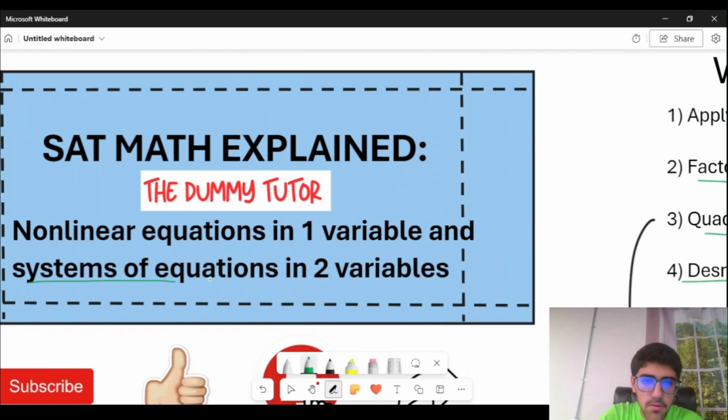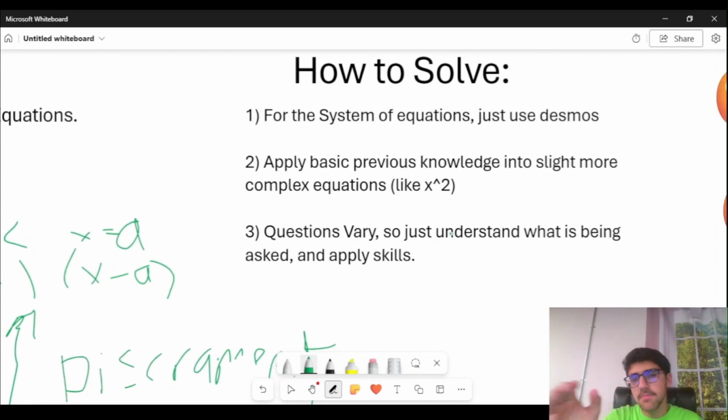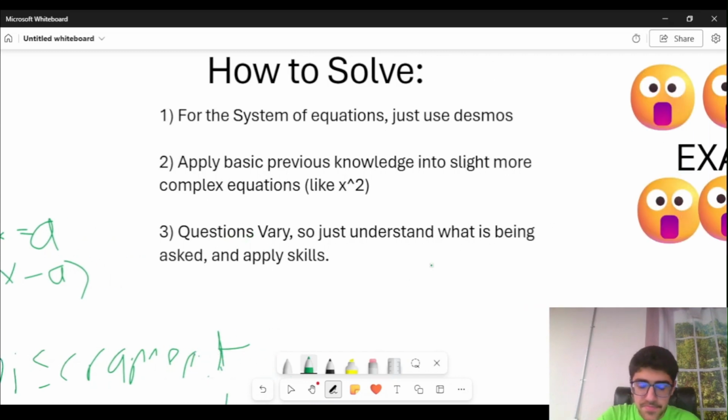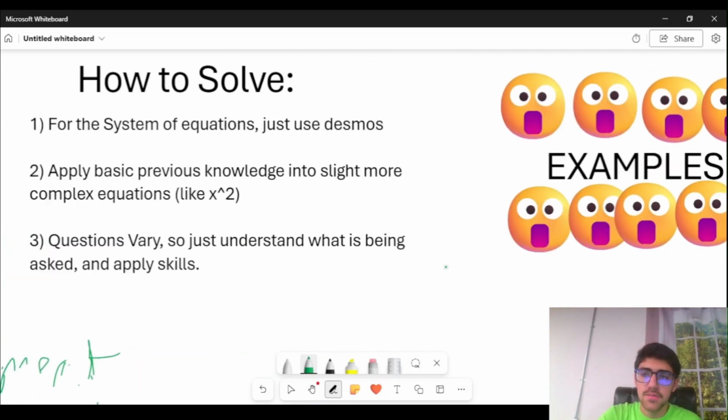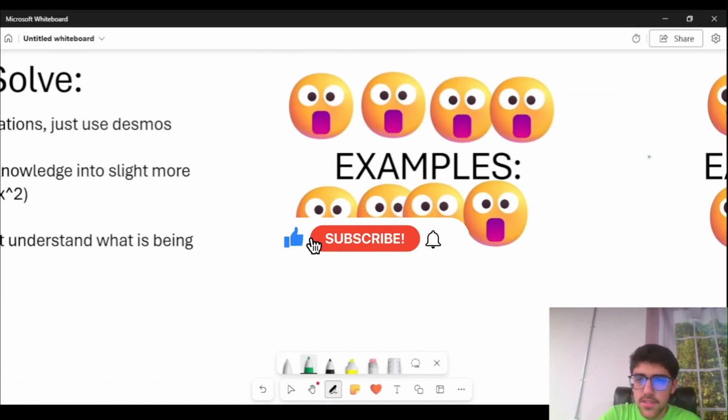It's a common mistake and trick that the SAT uses. And for the ones about the nonlinear equation in one variable, it's literally the same thing we learned in the algebra videos that I posted, all the algebra focus skills, except now it's slightly more complex. Like I said before, it's going to be nonlinear equations, so x squared, quadratics, exponentials, maybe a cubic. Sorry, exponential is not like x cubed. Exponential is like a to the x, or a cubic like x cubed. The questions vary a lot here, so just understand what is being asked, apply the skills that you know, and try your best to utilize Desmos. So that is it for the procedure. Let's move on to the examples.